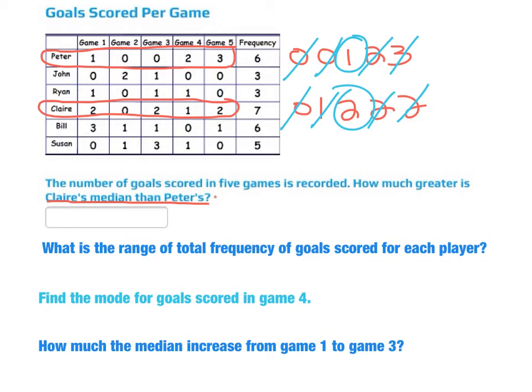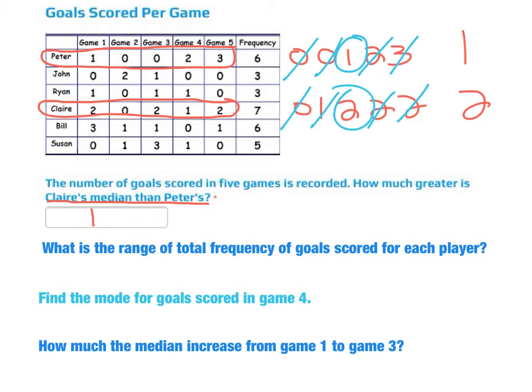and Claire's is 2. The question is how much greater is Claire's median than Peter's? And again, this was 1 and this one is 2. So it is 1 greater than Peter's.